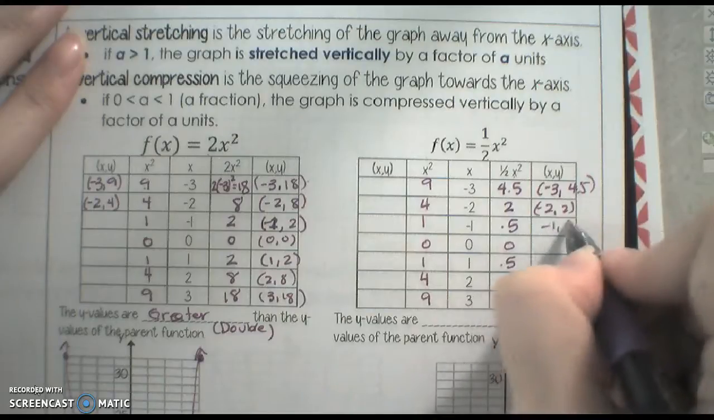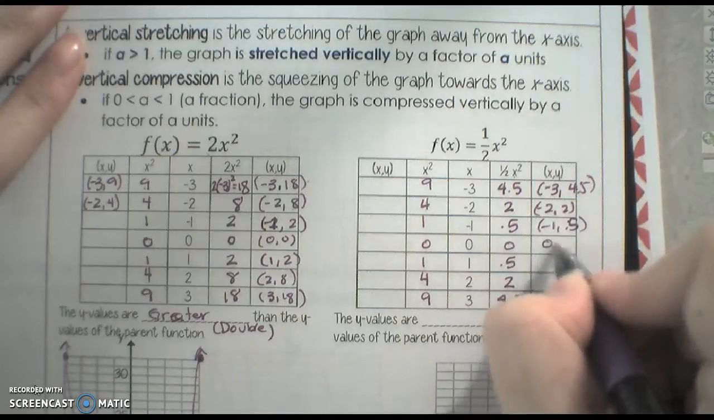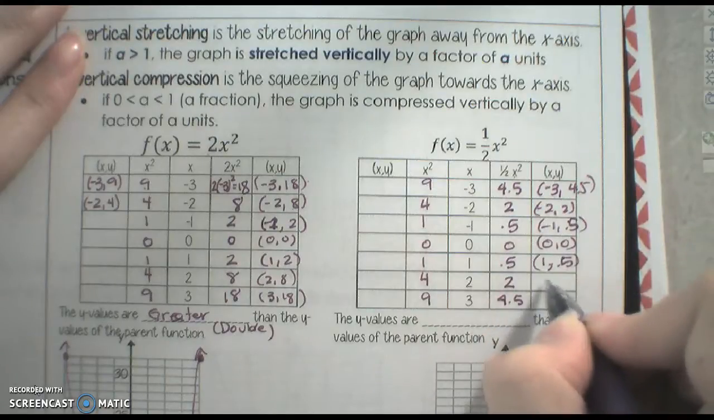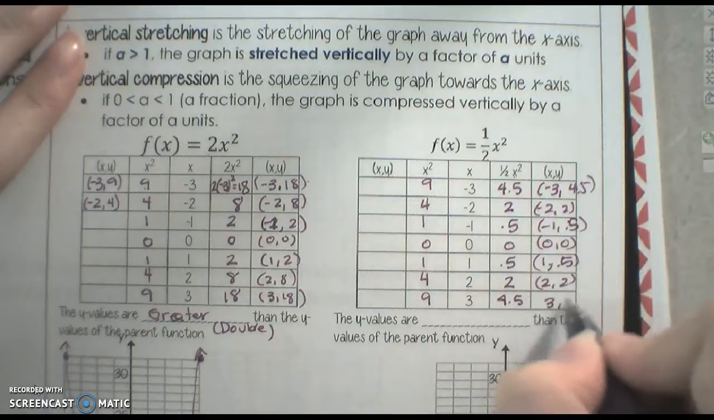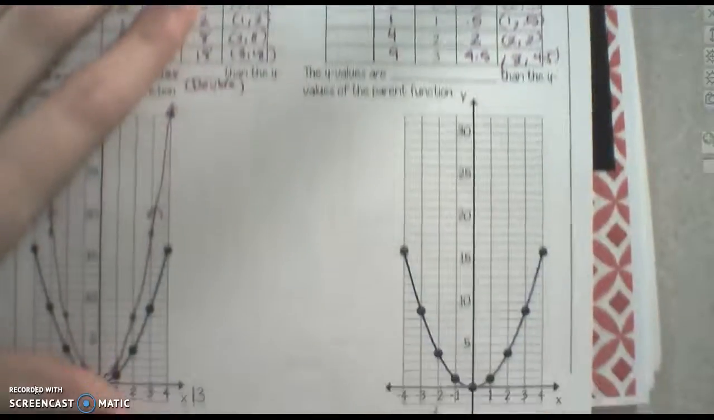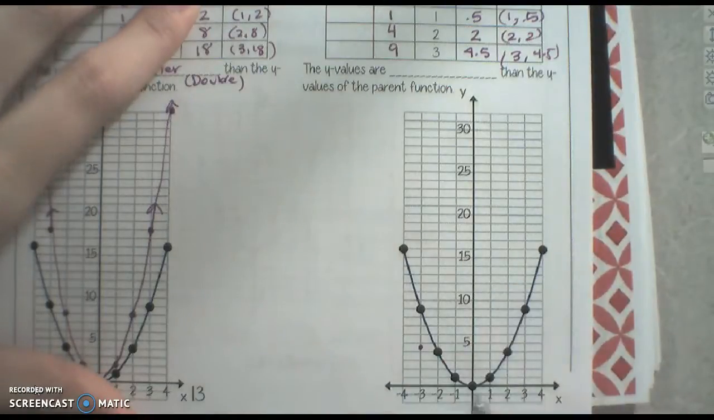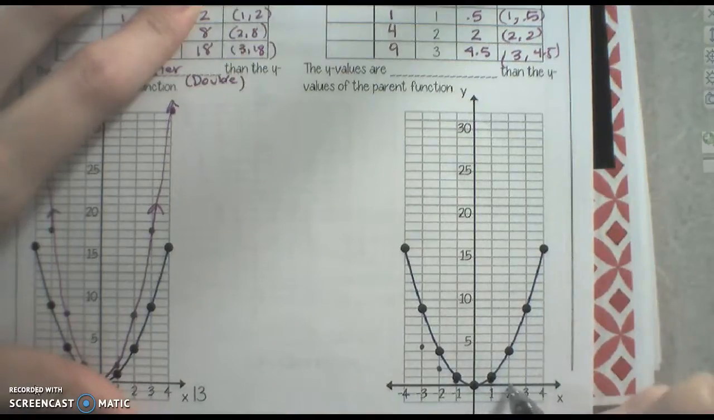And you're just going to have to kind of get your guessing hat on for accuracy with those decimals. All right, so for our first one, we want to go to negative 3, 4.5. So negative 3, and then go up 4.5. Negative 2, 2. Negative 1, 0.5. 0, 0. 1, 0.5. Can't really see it very well. And then 2 going up to 2. And then 3 going up to 4.5.